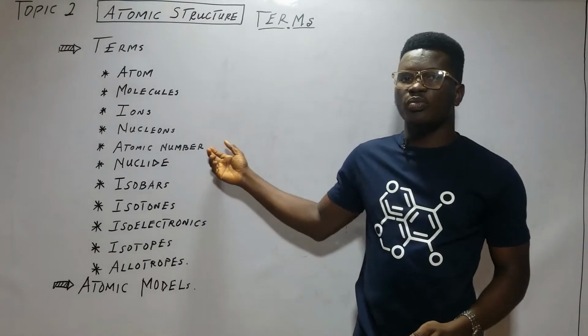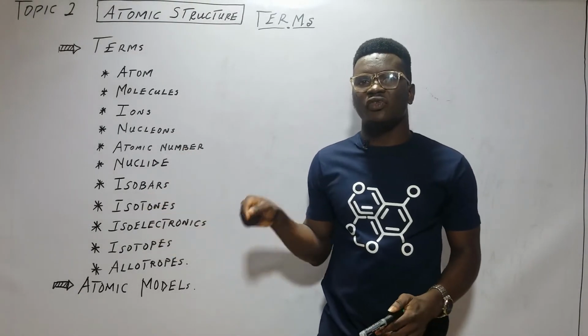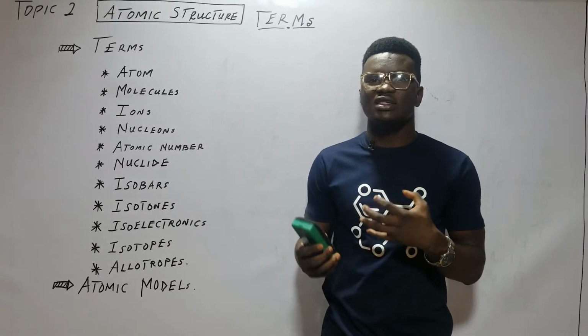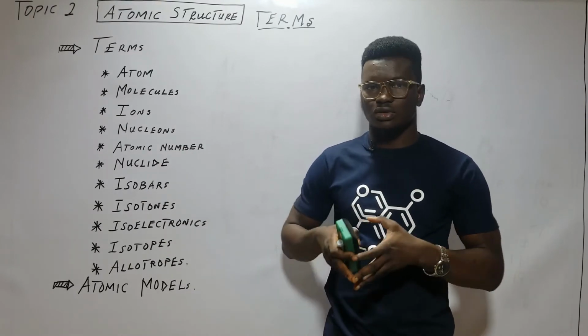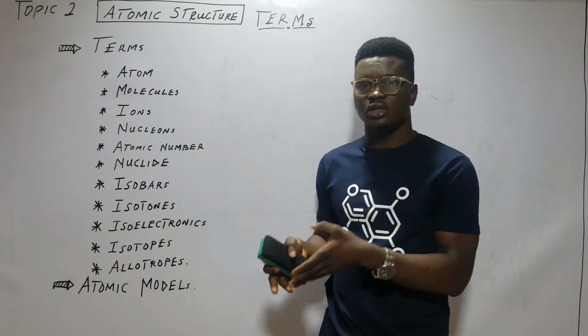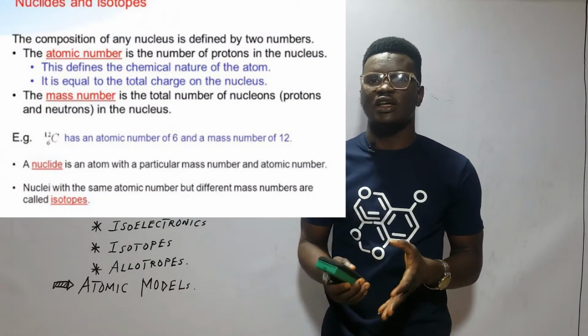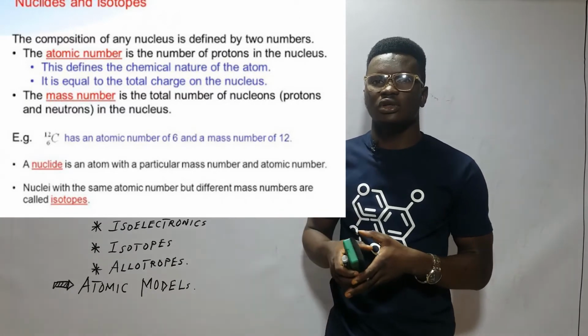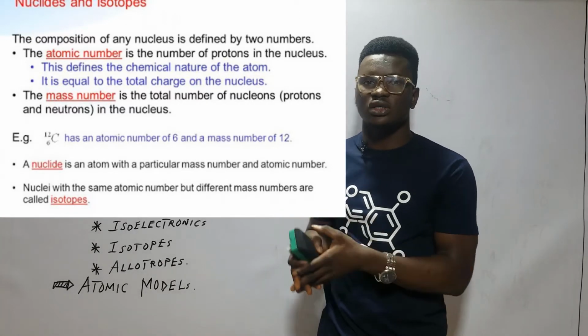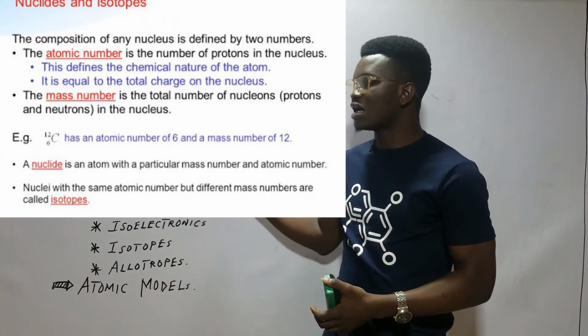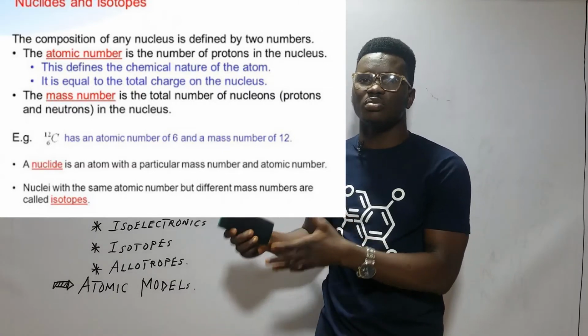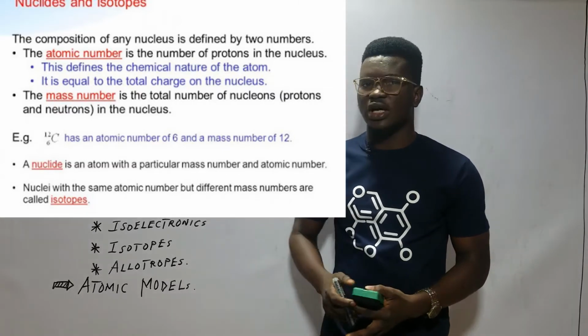So the number of protons and neutrons found in the nucleus are collectively called the nucleons of an atom. They are found in the nucleus. Atomic number, like I said, is the number of protons found in the nucleus of the atom, which determines the position of the element on the periodic table. That is what we call the atomic number.